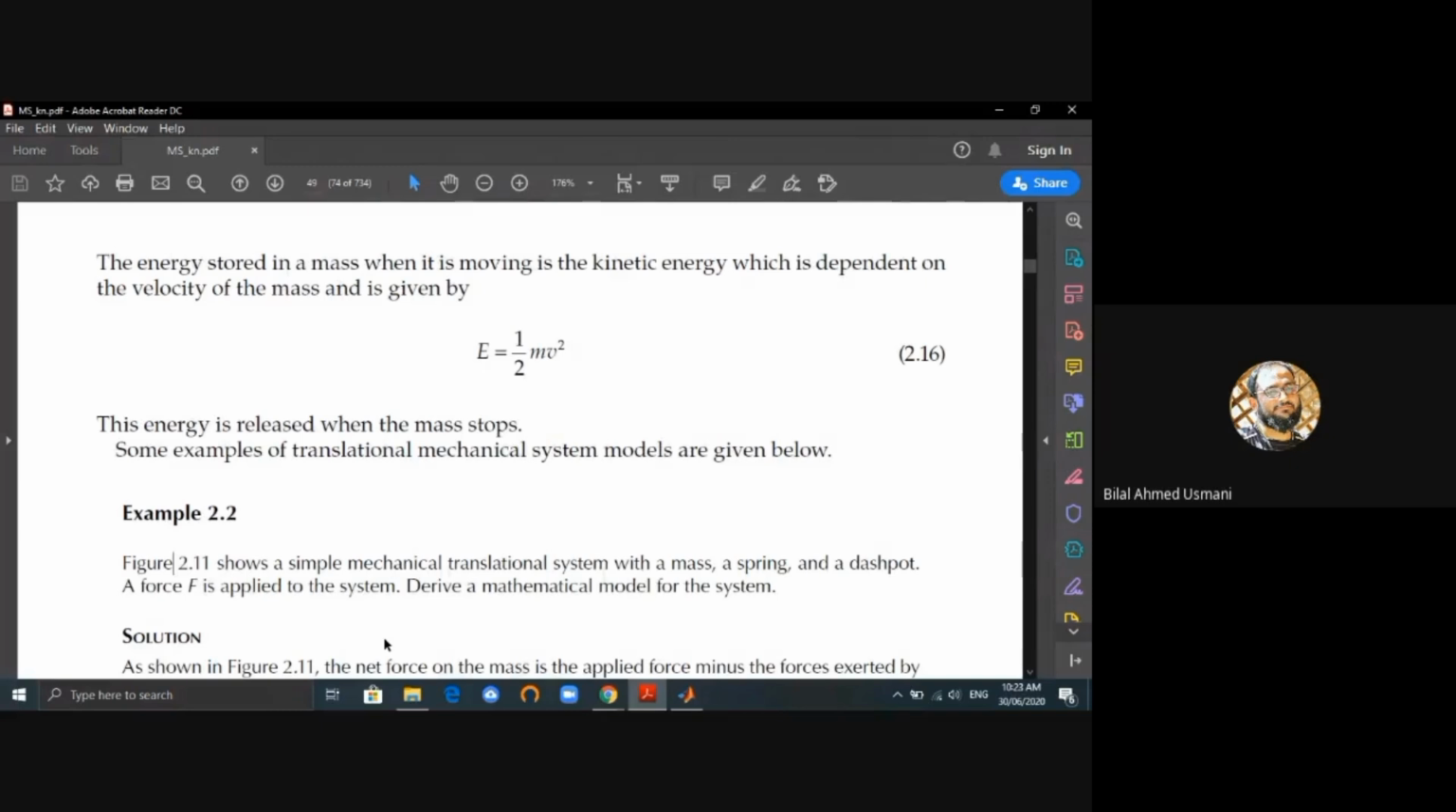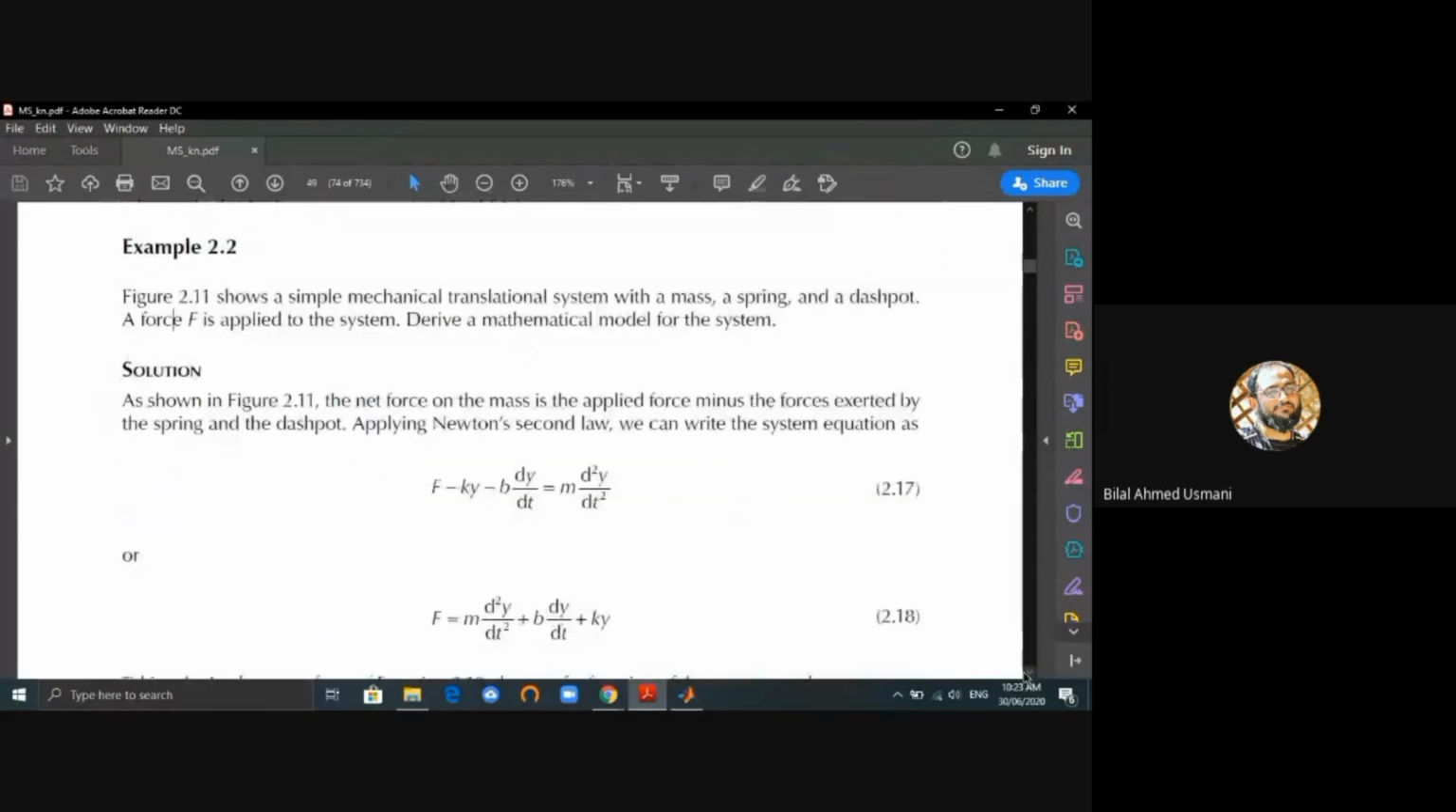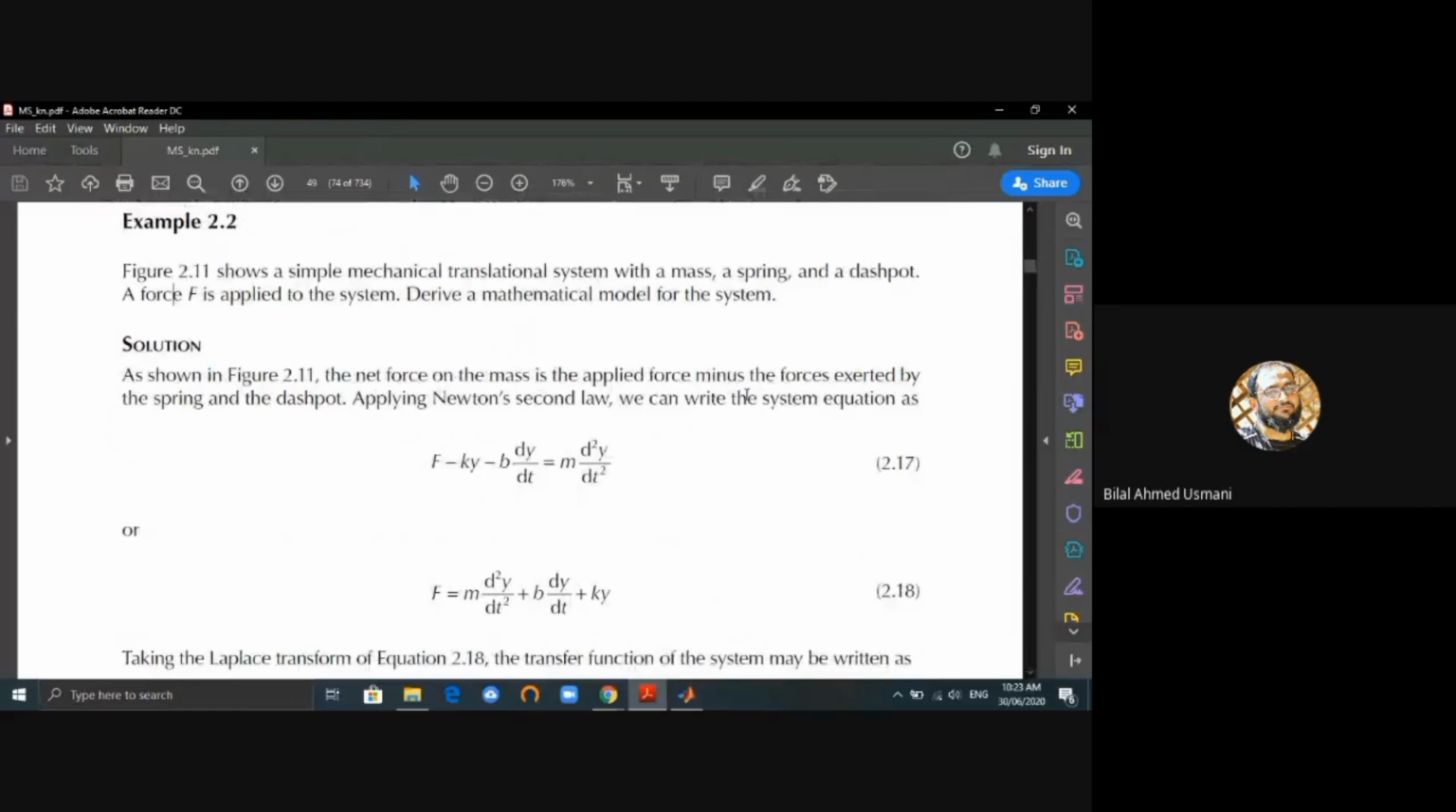Now the system is quite simple. So the net force on the mass is the applied force minus the force exerted by the spring and the dashpot. So the total force, by using Newton's second law, F is equal to ma. Now there were a couple of forces. So the first force is the applied force.